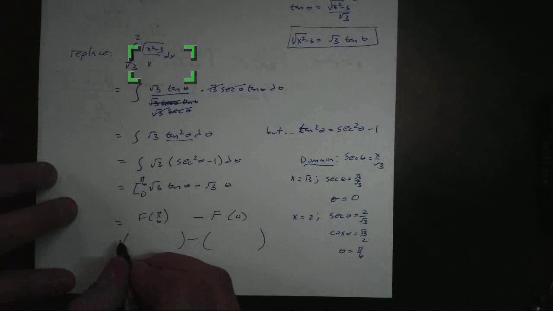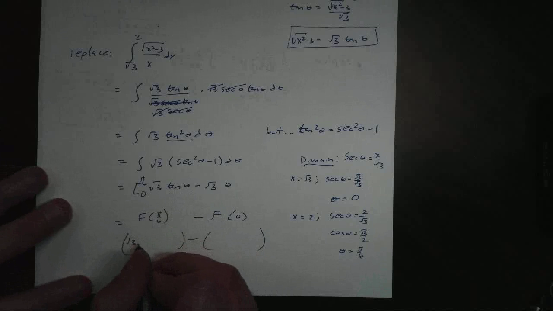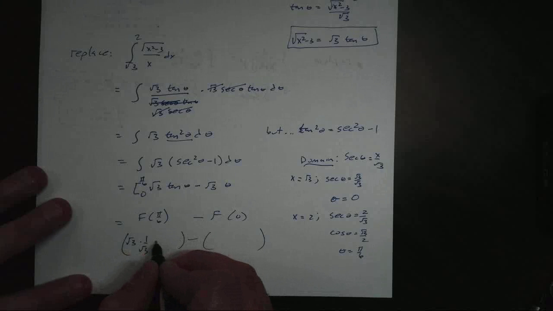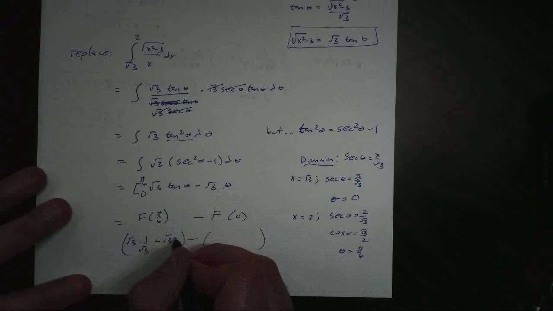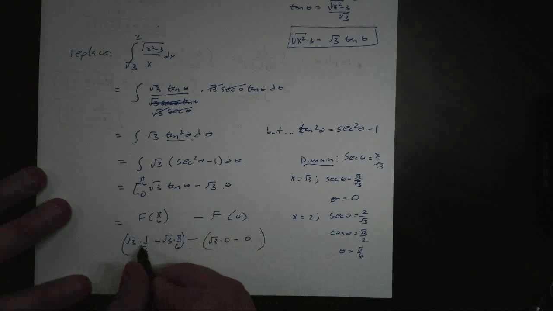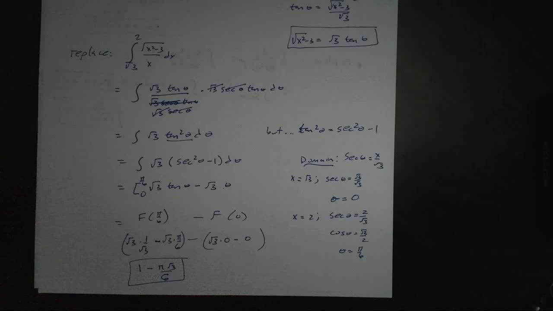And if I plug it in, we get the square root of 3. The tangent of pi over 6 is just 1 over the square root of 3, minus the square root of 3 times, plug in theta, pi over 6, and plug in 0. Well, tangent of 0 is 0, 0 minus 0. So we get 1 minus pi root 3 over 6. And there's your final answer here.